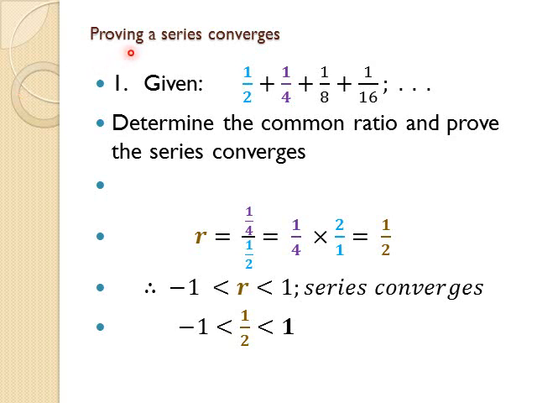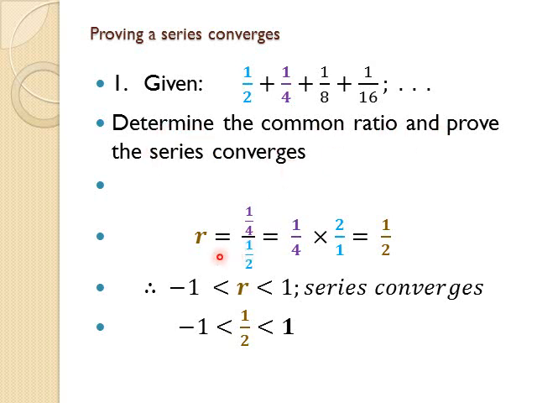Right, proving a series converges, we ask this question on every other occasion. It's a compulsory exam question for grade 12, converging series. So given 1/2 plus 1/4 plus 1/8 plus 1/16, you can see that although the value at the bottom is getting bigger, the fraction is becoming smaller. Determine the common ratio and prove the series converges. In the exam we would just say prove the series converges, but I've added the extra step.